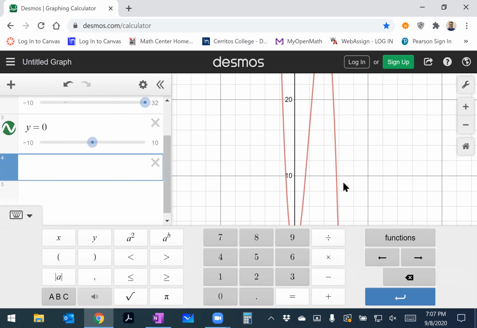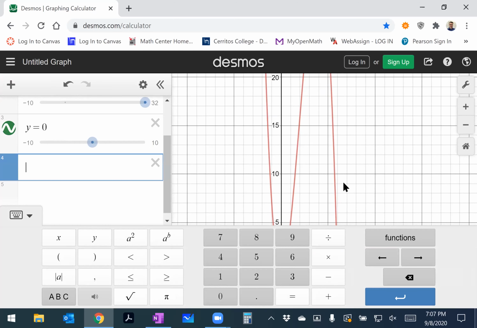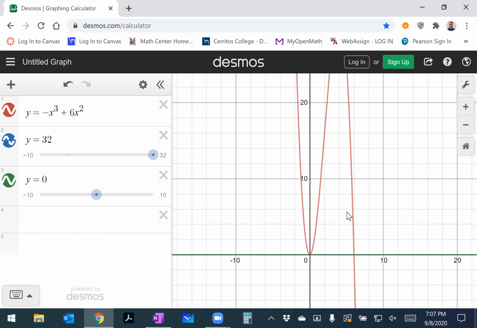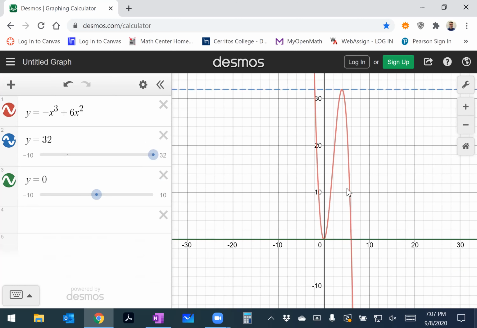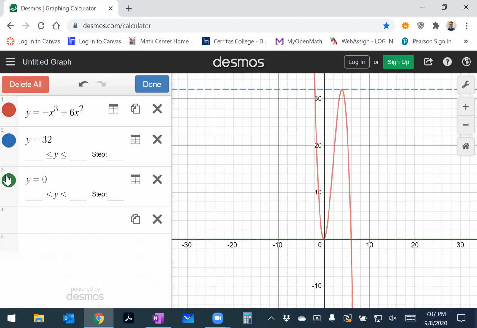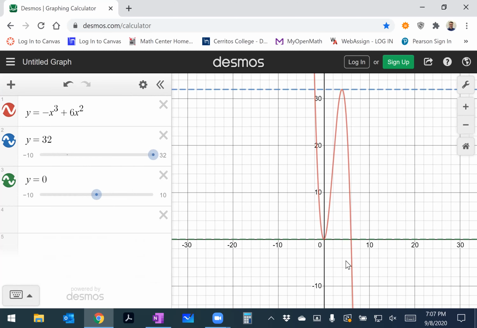Okay, so those are my two horizontal tangents. One was at 0, 0, and one was at 4, 32. So it does make sense. We used the derivatives to find the horizontal tangents there.